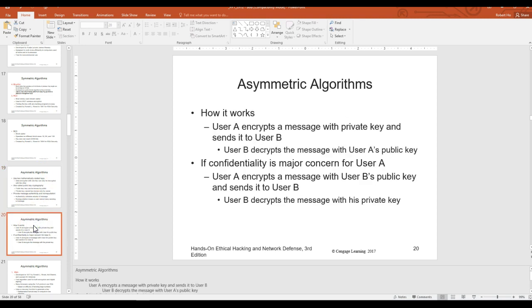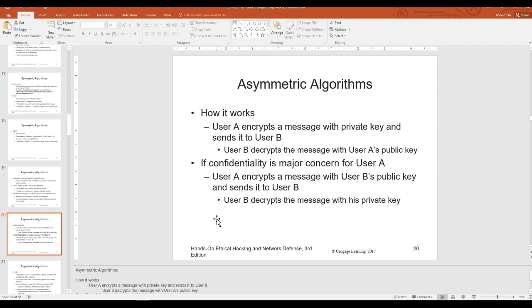In an asymmetric algorithm, if user A encrypts a message with a private key and then sends it to user B, user B decrypts the message with user A's public key. Okay, let me repeat again. User A encrypts the message with a private key and sends it to user B. User B decrypts the message with user A's public key.